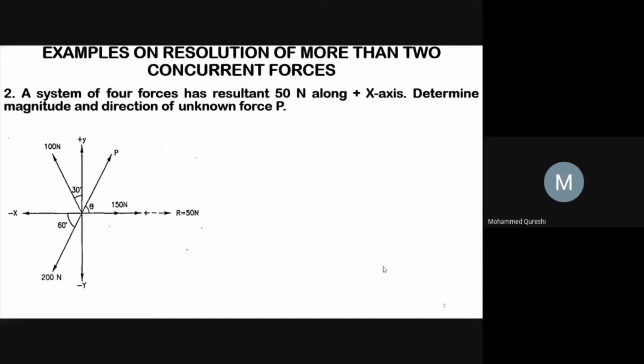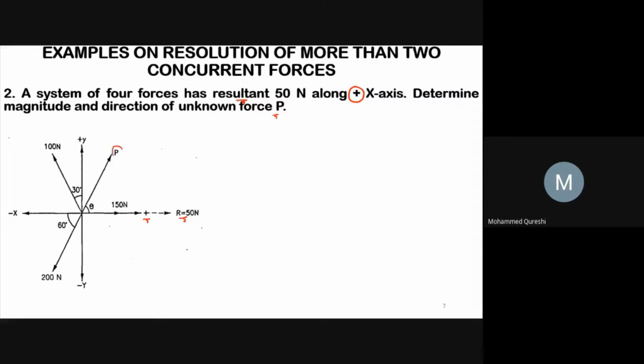Now, we will go for the second example. A system of four forces has a resultant of 50 Newton. Here it is given that a system of four forces has the resultant 50 Newton along plus x axis. Means here it is already given that it has resultant 50 Newton along plus x axis. Determine the magnitude and direction of the unknown force P.